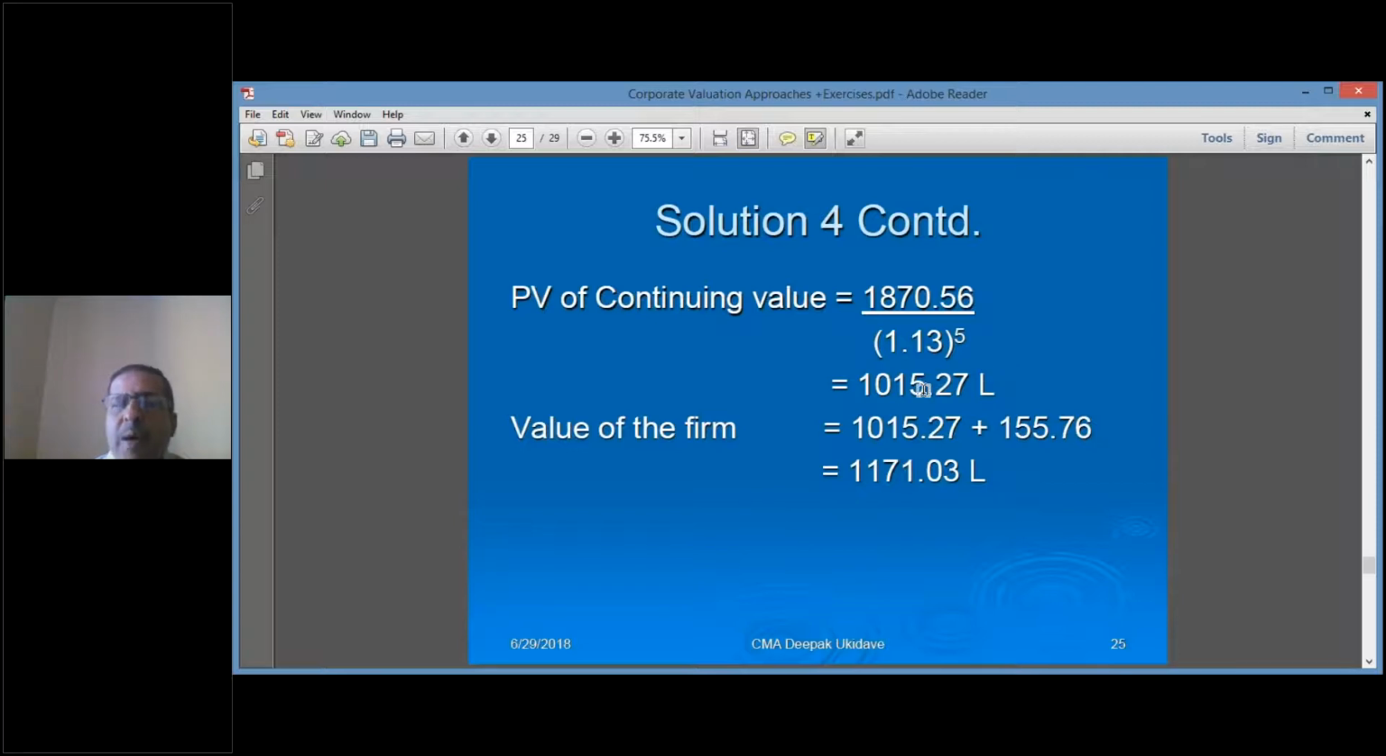And now the last step, value of the firm is 1015.27, that PV of continuing value, plus 155.76, which is present value of FCF, PV of FCF. You get value of the firm as 1171.03 lakhs. So around 1171 lakhs, that is 11.71 crores is the value of the firm.